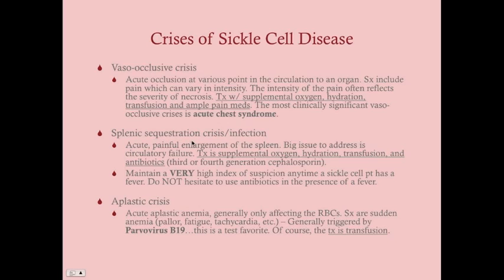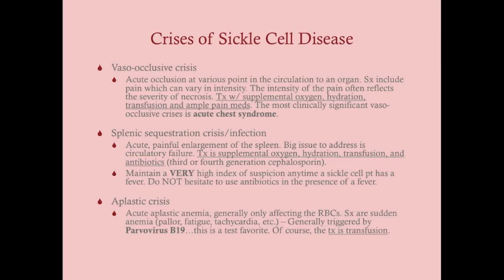So, splenic sequestration crisis and infection. Yes, we talked about how everybody tends to autosplenectomy by early childhood, but a splenic sequestration crisis is different. This is an acute, painful enlargement of the spleen, and what happens here is there's sickling in the circulation to the spleen, and the spleen is going to start trapping red blood cells. And it actually traps so many red blood cells that it can cause circulatory failure. So you can actually go into hypovolemia.